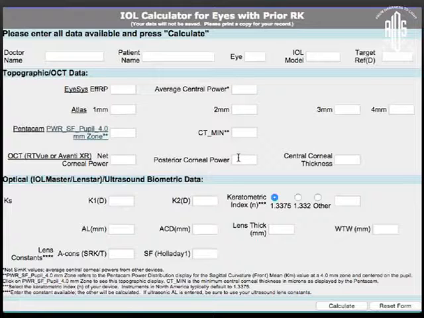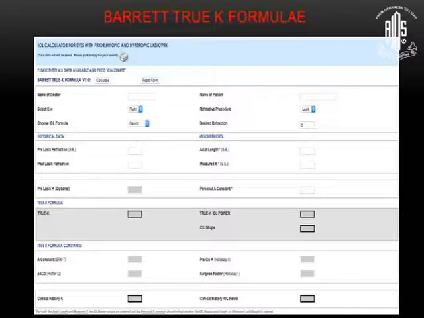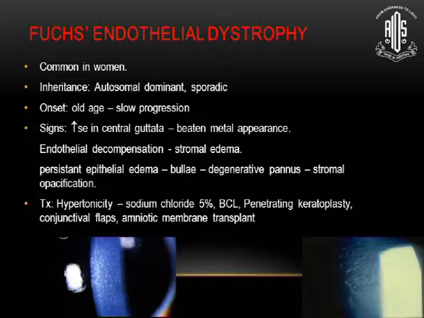So these are some online calculators which are there for post-refractive surgeries, either the LASIK, the hyperopic LASIK, or the RK. So the basic requirements will be the K1 and the K2, the axial length, and the A constant of each IOL for either RK or PK. The formula which we use in our hospital is the Barrett True-K formula.